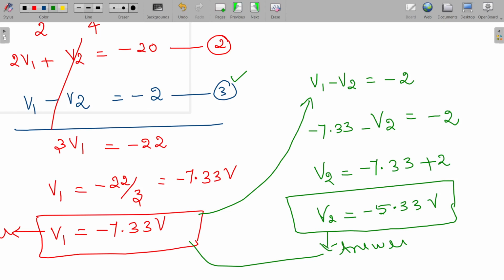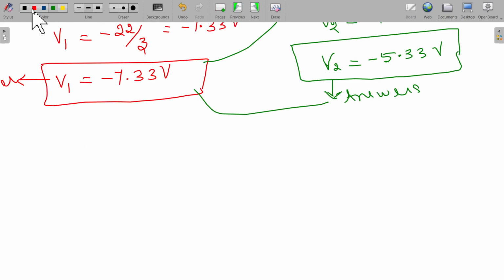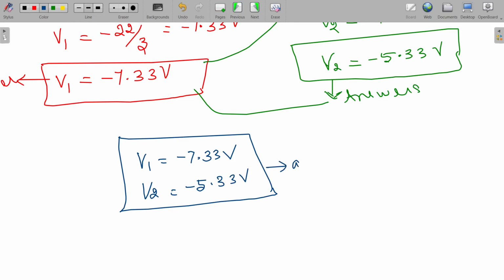These two make answers. So to summarize the answers, V1 is equal to minus 7.33 volts and V2 is equal to minus 5.33 volts. So this is your final answer.